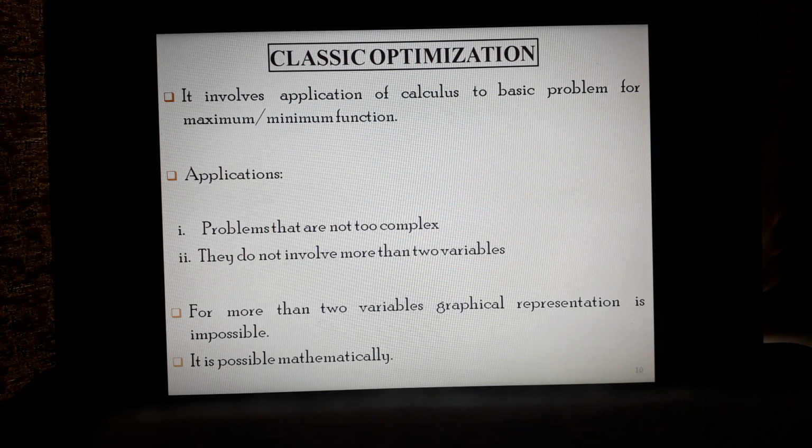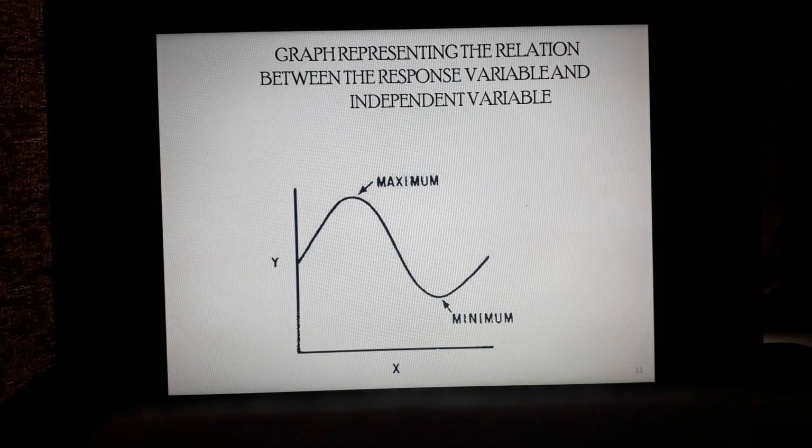They do not involve more than two variables at a time. For more than two variables, graphical representation is practically impossible, but you can possibly explain these factors with mathematical expressions or equations too. As far as graphical representation is concerned, here the classical optimization is done by using calculus on basic problems to find the maximum and minimum of a function.